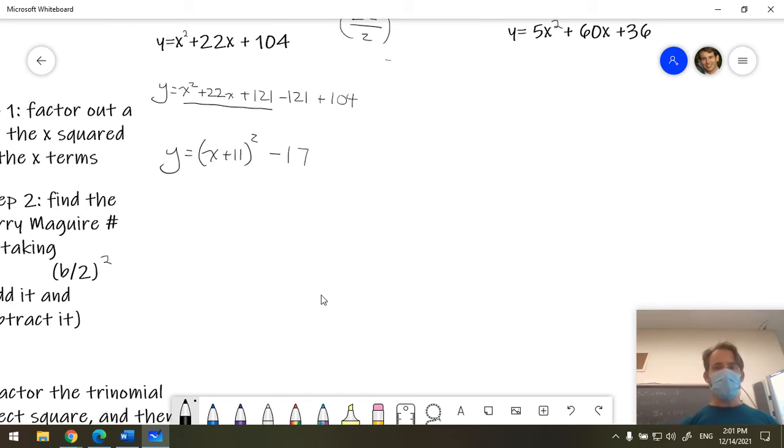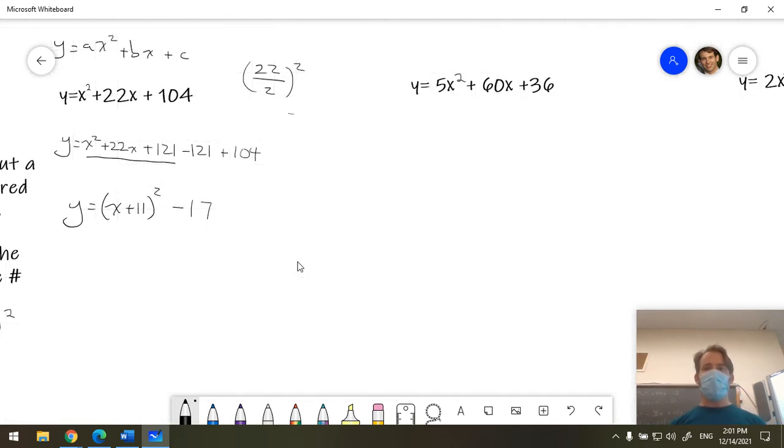Cool. So now let's take a look at this next one. Here, our first step is we want to factor out this 5 from the a and the b. So this one's going to be y is equal to 5 x squared plus 12x plus 36. Notice I just factor the 5 out of these two terms. I leave that one alone, so he stays down here.